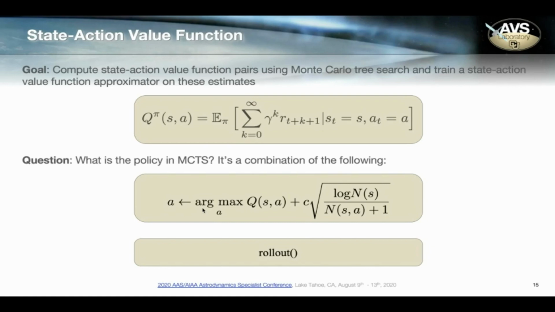This begs the question, what is the policy in Monte Carlo tree search that is being learned? It's a combination of two things. It's the selection of the intermediate Q functions plus the exploration bonus and the rollout policy.